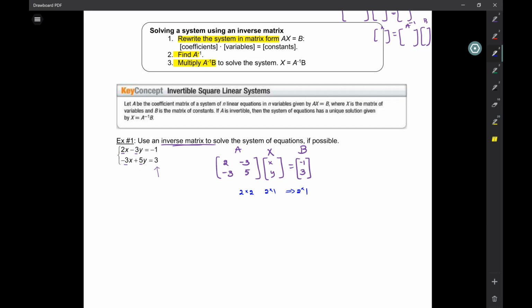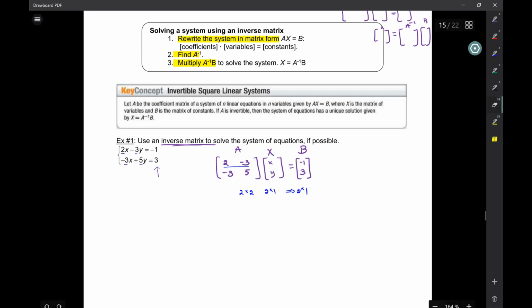Let's just multiply one. Let's multiply the first row with the first column. What do we get? 2x minus 3y equals what? -1. You see how it's the same exact situation? Let's do the second row. -3x plus 5y equals 3. You see how it works? So this and this are the same. Okay, now, that's what we have to solve.